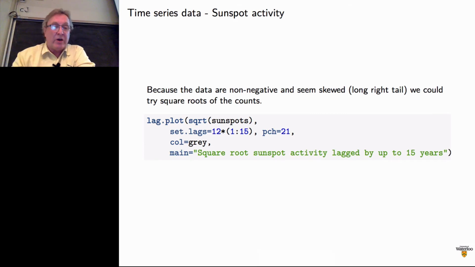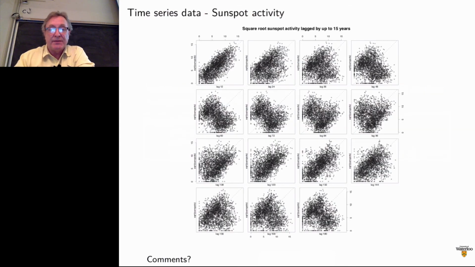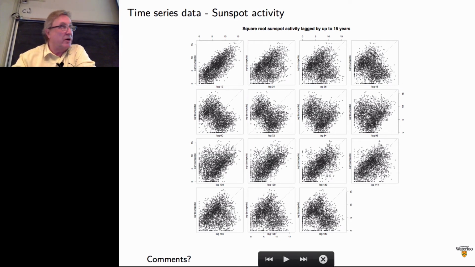So we could, in fact, because the data are non-negative and seem skewed, they've got a long right tail, maybe try square roots of these counts, see if we pick up anything better. So to get rid of that heteroscedasticity, so to speak. So now look at these lags up to 15 years. One year, pretty good now, sort of nice relationship. And again, falls apart. In fact, it seems to go negative, the other direction, at some point.